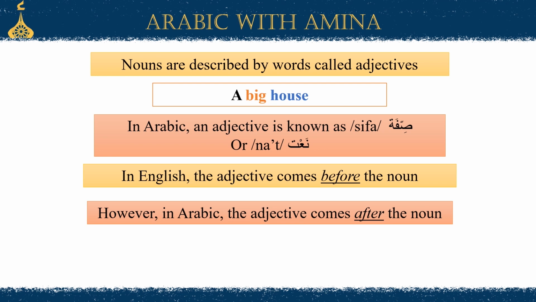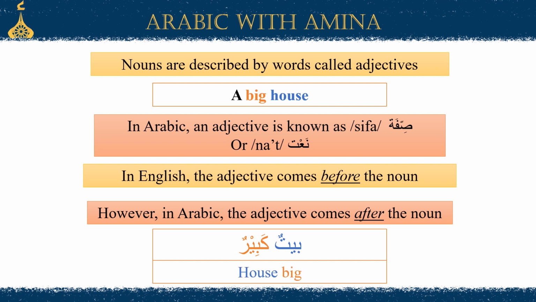So if we were to say a big house in Arabic, بيت كبير. Beit is house and kabir is big. So what we are literally saying is house big. There is no a or an article in Arabic, so there is no a house big. It's simply implied.